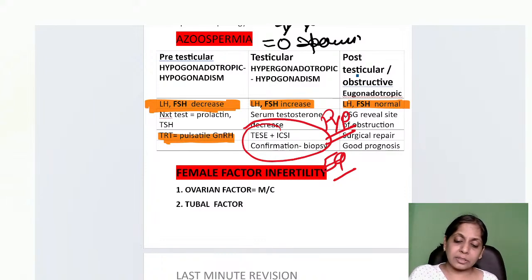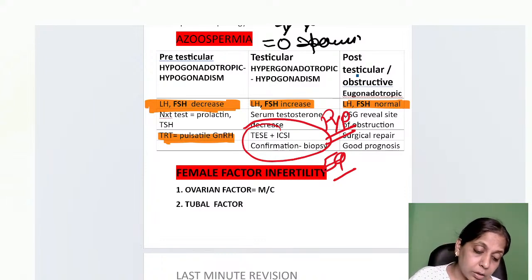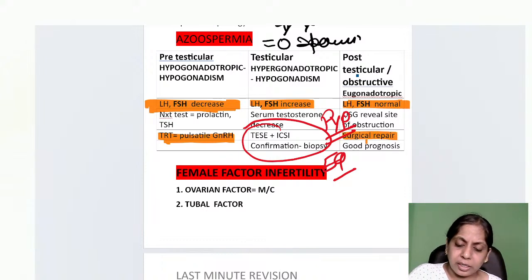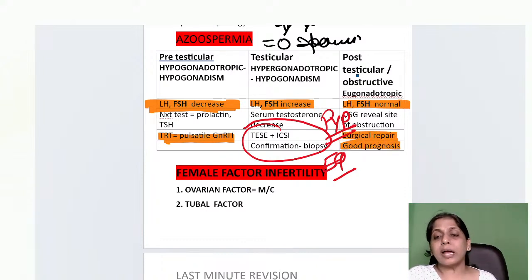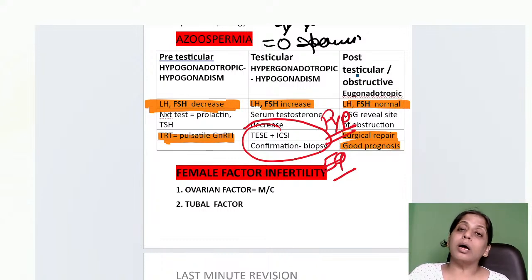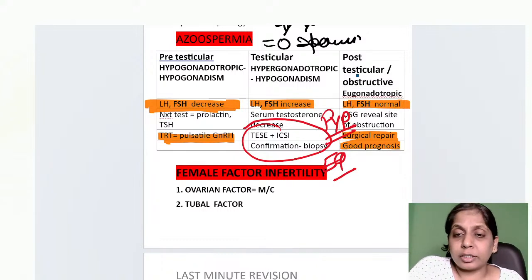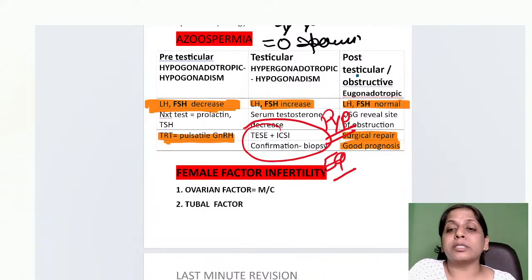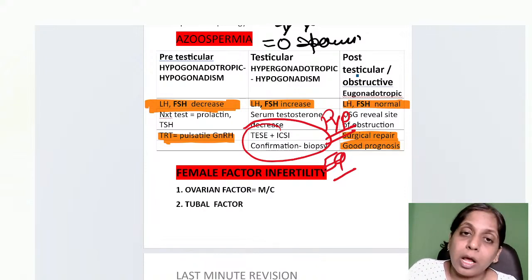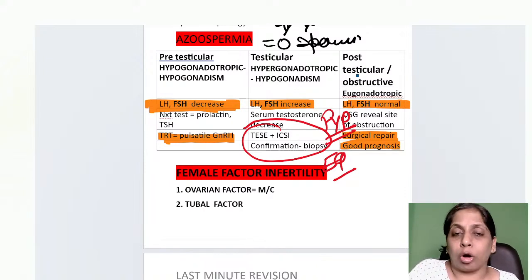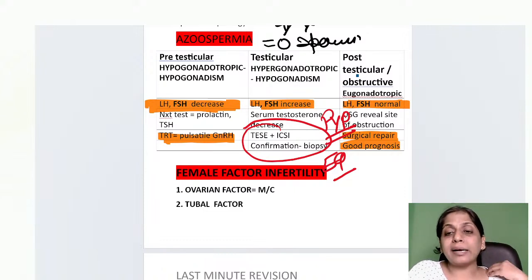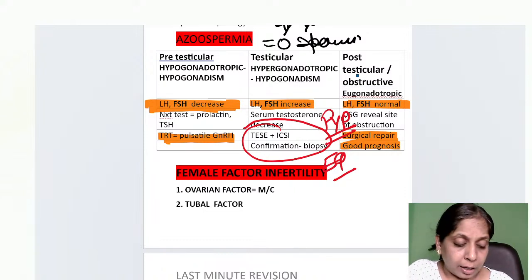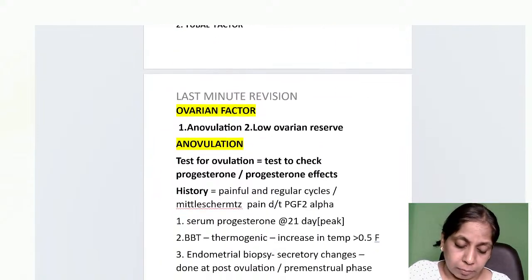Surgical repair, and good prognosis, is the treatment in the case of post testicular, that is vas deferens obstruction. So if all the hormones are normal, it means it is a vas deferens obstruction, and in that case you have to get that obstruction removed.